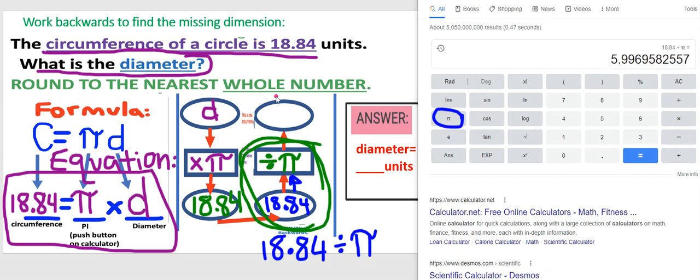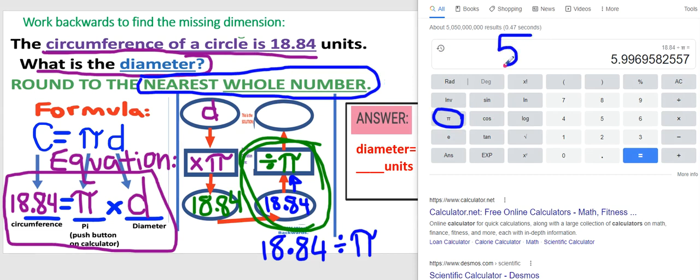And now I need to go back to the problem. It says round to the nearest whole number. So you always go back to the problem, to the question, to see if you did all parts, or if there's another part. Here there's another part. We need to round to the nearest whole number. So what does that mean? That means the answer is going to be 5 or 6. Which one? So what I'm going to do is look.